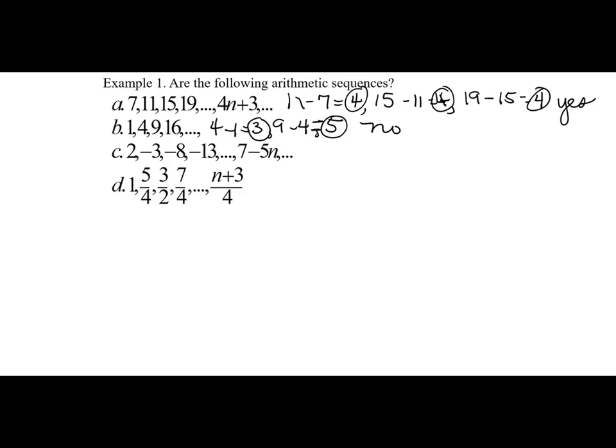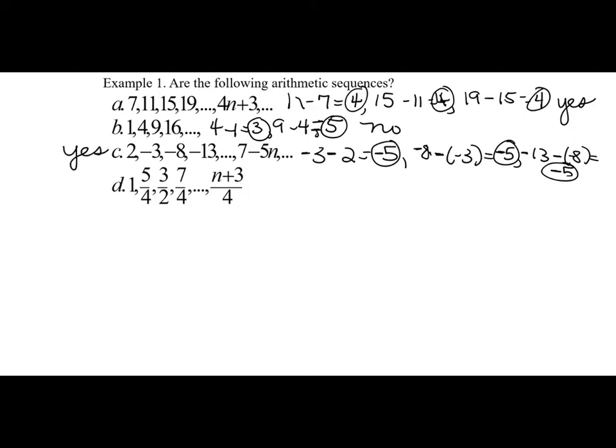Here I have negative 3 minus 2, and I get negative 5. And I have negative 8 minus negative 3, and I get negative 5. And then negative 13 minus negative 8, I also get negative 5. Because I have the same difference throughout, I'm going to say yes, this is an arithmetic sequence.